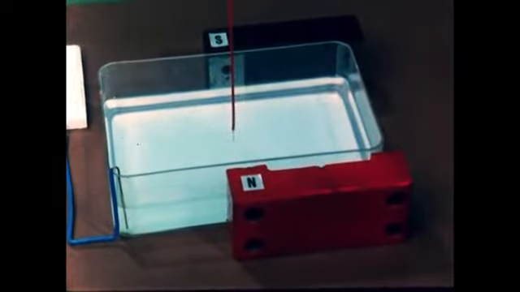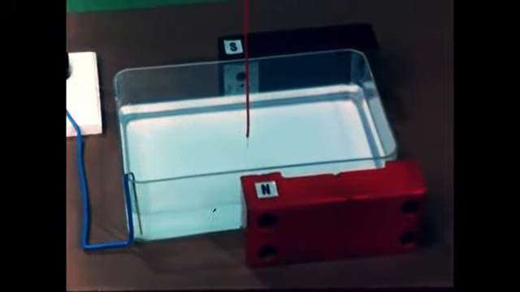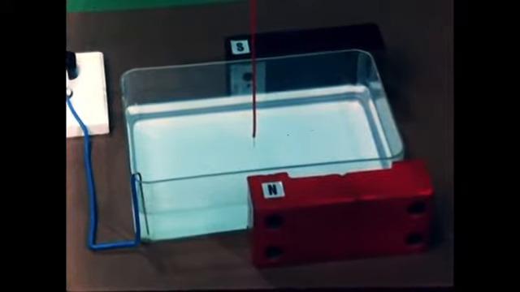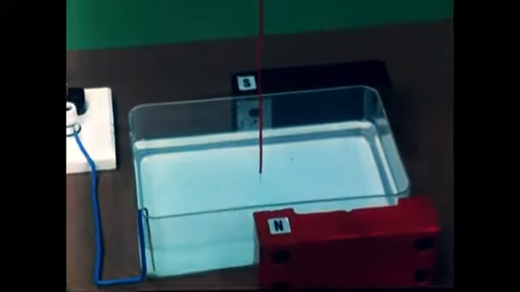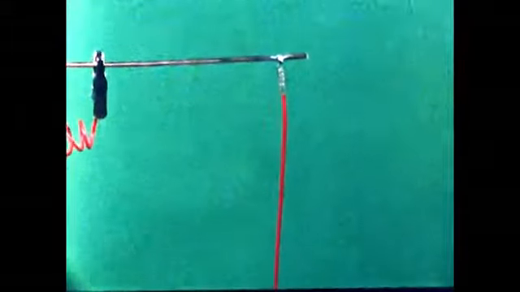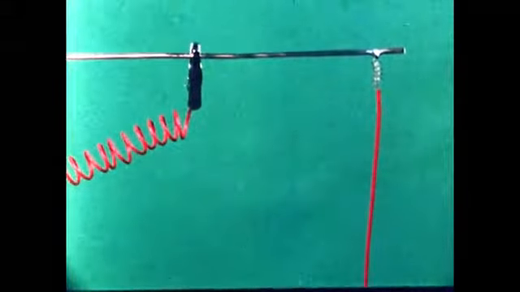We have two bar magnets set either side of a small dish of salt water, which is a good conductor. Dipping into the water is a red wire swinging from another wire, which is connected to a battery. To complete the circuit, a blue wire leads from the water to the other battery terminal by way of a switch.